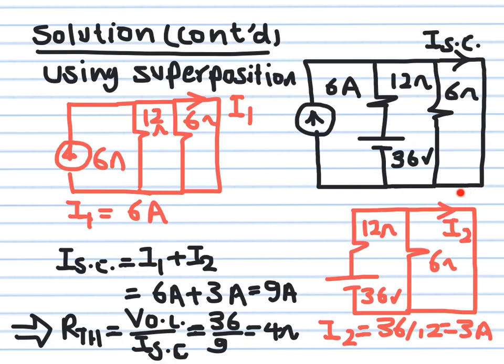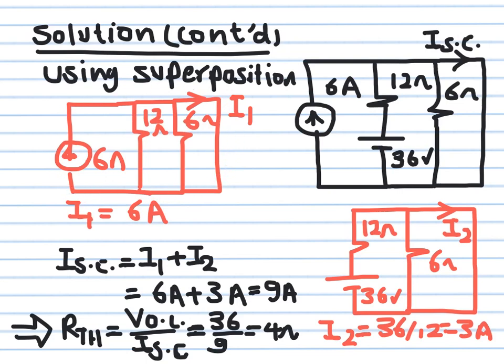The way we do something like this, you can do it using loop analysis, nodal analysis, whatever. I use superposition here. I found it easier to use superposition. So I will remove the voltage source, and I will make it a short circuit, and I will keep only the current source. So this will yield this circuit for me.